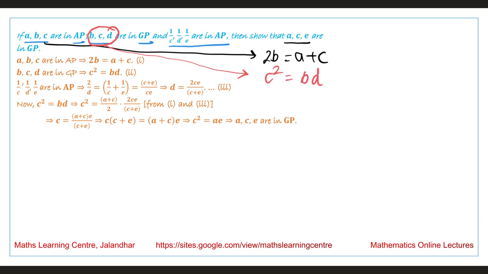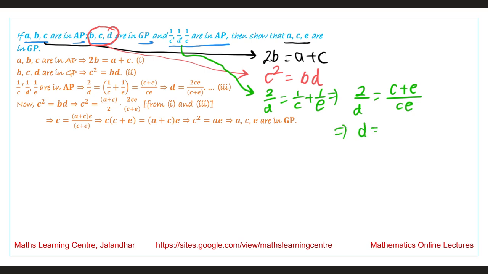And 1 by C, 1 by D and 1 by E are in AP. This implies that 2 by D is equal to 1 by C plus 1 by E. So this implies that 2 by D is equal to C plus E over CE. Now this equation gives us the value of D, that is equal to 2CE divided by C plus E.